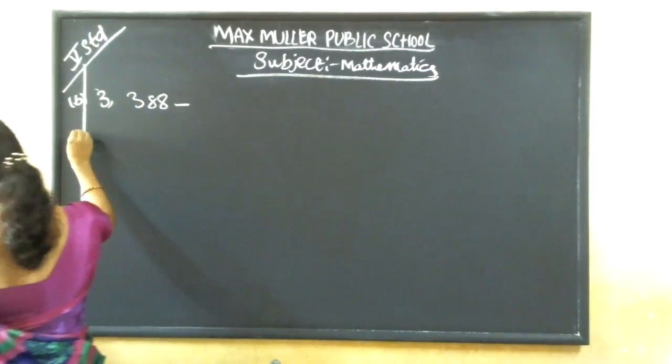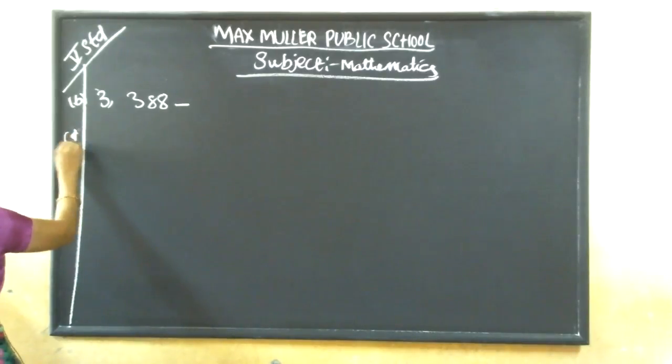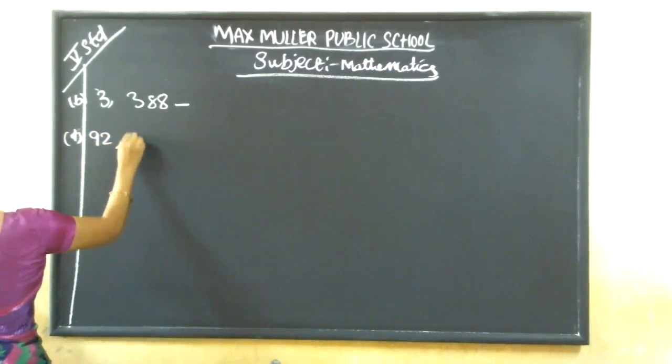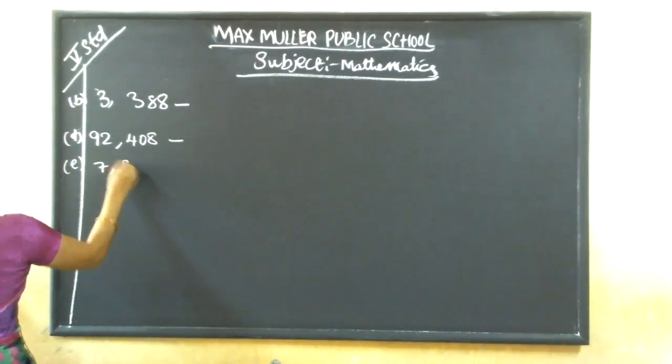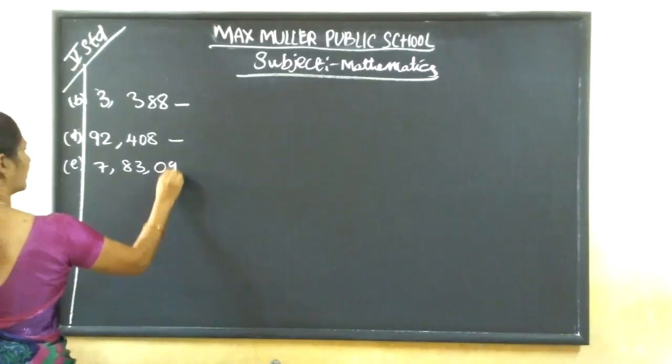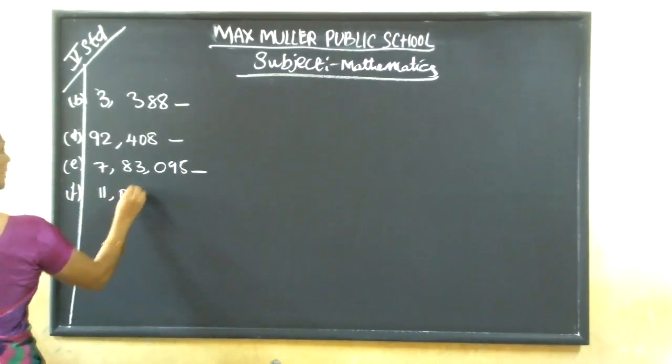3388. So, next. D, 92,408. E, 783,095. F, okay, one more we'll see. 11,006.